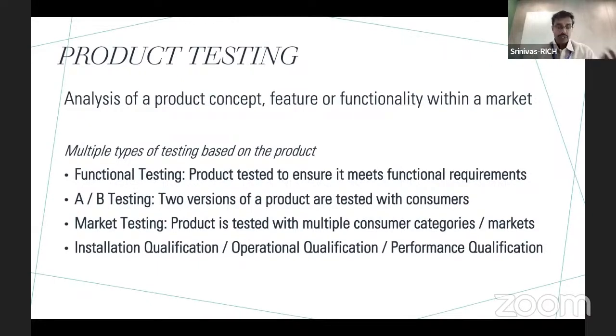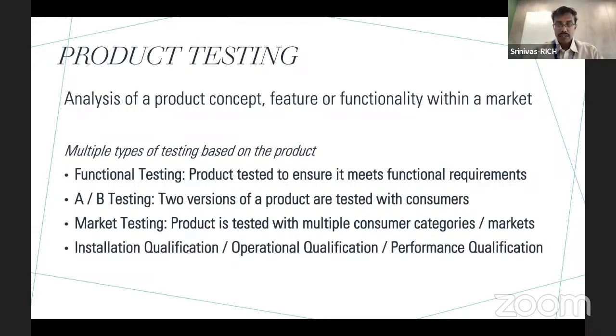So that is A/B testing. Market testing is where there's only one product, but there are two different markets. One is for the very young generation, and one is for the young generation, and let us say we offer them the product. The very young generation may say, this is useless, I need a touch screen on this remote to actually make use of it, right?